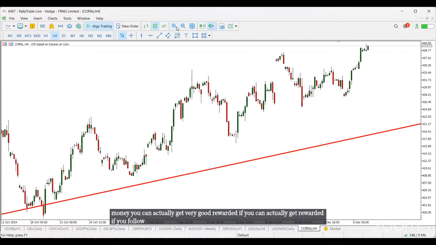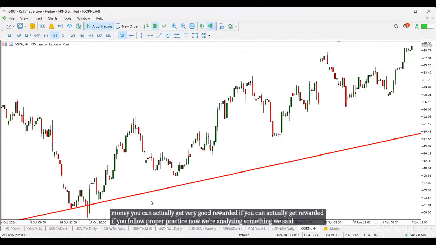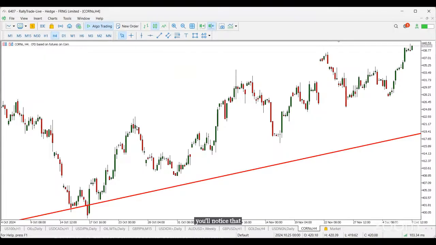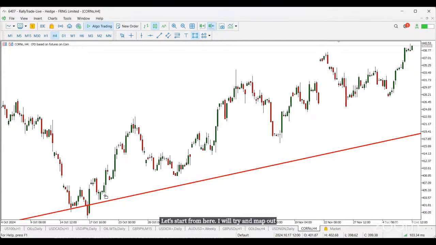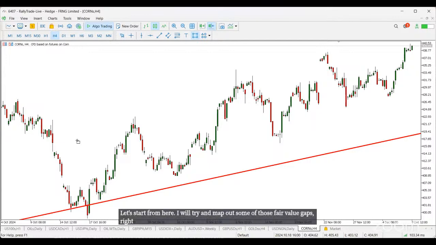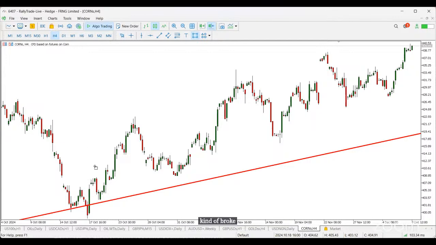Now, we're analyzing something. We notice that anytime corn pushes to the upside, corn returns to fill most of the fair value gaps around that zone. Let's start from here. I will try and map out some of those fair value gaps. When corn broke above this zone here, corn created a fair value gap in itself. Look at it. There's a fair value gap here.